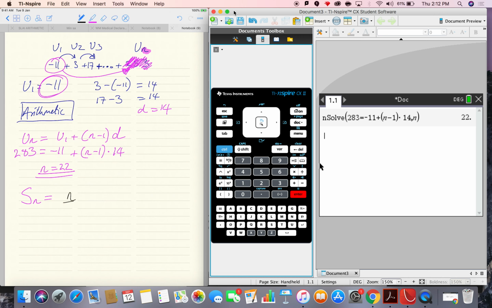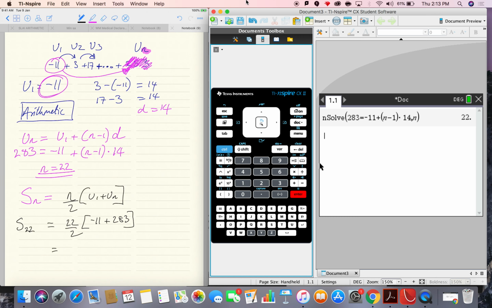Actually, I'll change. n over 2, u of 1 plus u of n. Quite like that. So n over 2 is 22 over 2, and the first term is negative 11, and the last term, or the 22nd term, that's u22, the 22nd term is 283. And this time you put s of 22. So I've replaced n with 22 everywhere I see it. So s of 22, the sum of the first 22 terms.